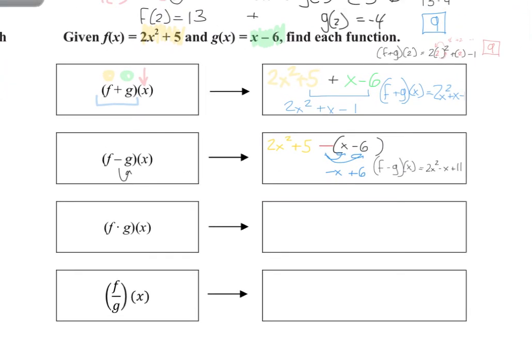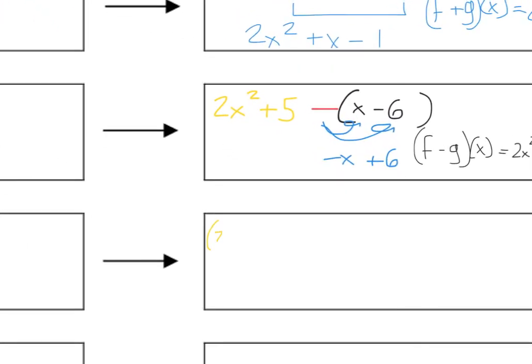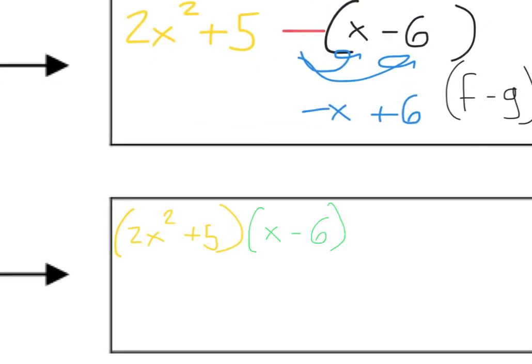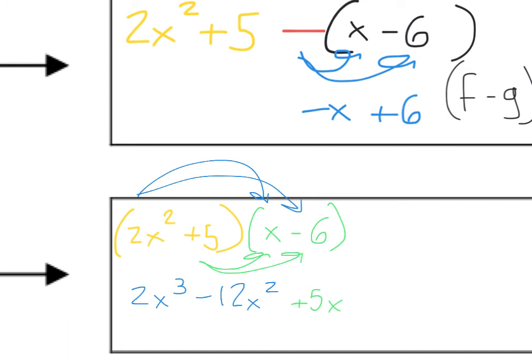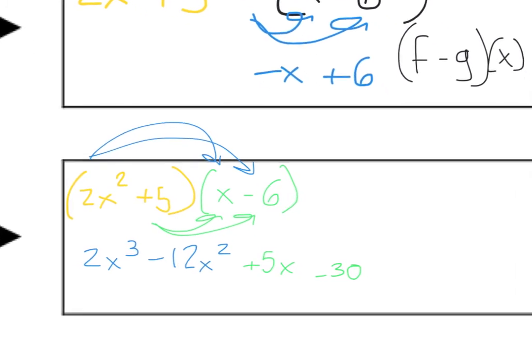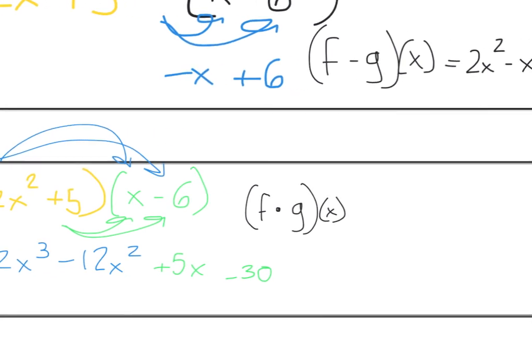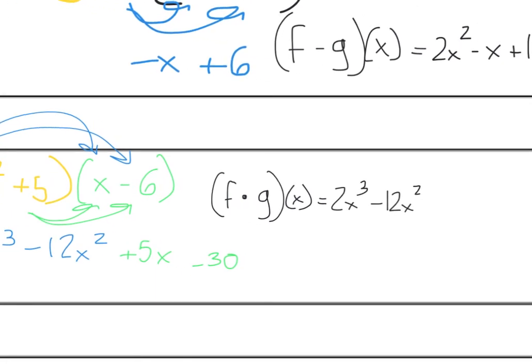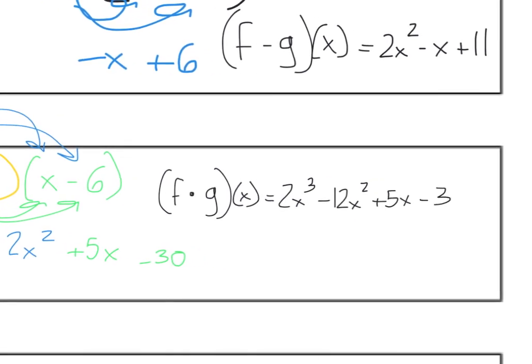We can do it with multiplication as well. Hopefully you're starting to catch on that it's really not too complicated. Here's what f was. Here's what g was. And when I'm multiplying them together, in this case, we are going to have to use the distributive property, but that's okay. We'll get a 2x cubed minus a 12x squared plus a 5x minus a 30. So f multiplied by g of x would equal our 2x cubed minus 12x squared plus 5x minus 30.